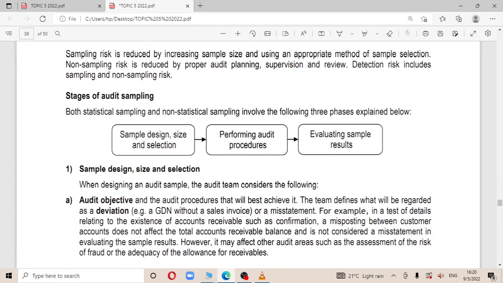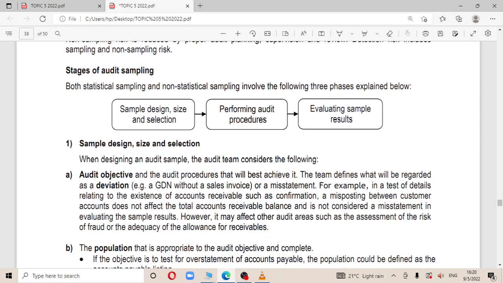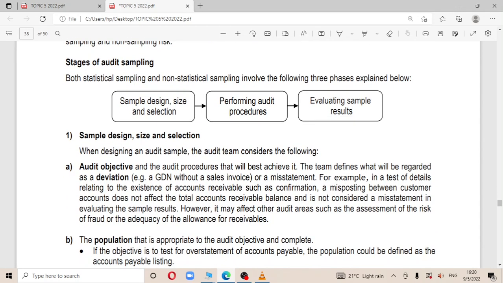There are stages we follow while selecting a sample, and one of the first stages, you first determine the sample design. You studied this in statistics, I will not repeat them. Size and then selection. Sample design in statistics, they told you, can be in terms of, are you selecting items that are there right now? You get it. So, when designing an audit sample, the auditor considers the following. What is the audit objective? What do you want to test?